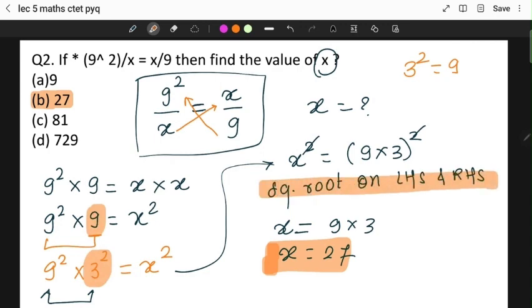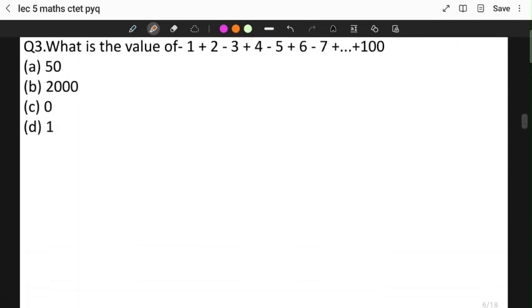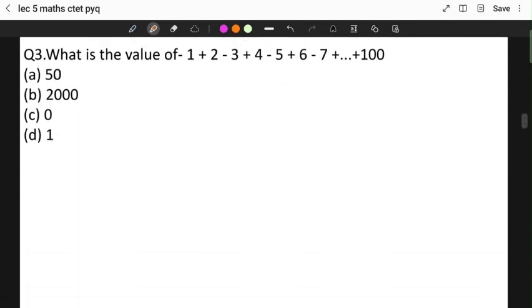I will get the value of x. Got it? So the answer is option number B. Moving on to the next question. What is the value of minus 1 plus 2 minus 3 plus 4 minus 5 plus 6 minus 7 plus, and so on up to 100?